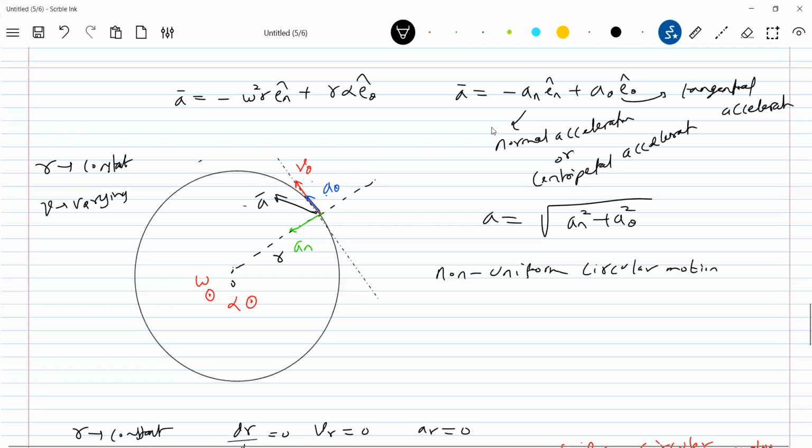Now there are two accelerations, no? This is called the normal or centripetal acceleration, and the tangential acceleration. Why tangential acceleration? Due to change in speed. Next question: why is there this other acceleration? This is due to change in direction.